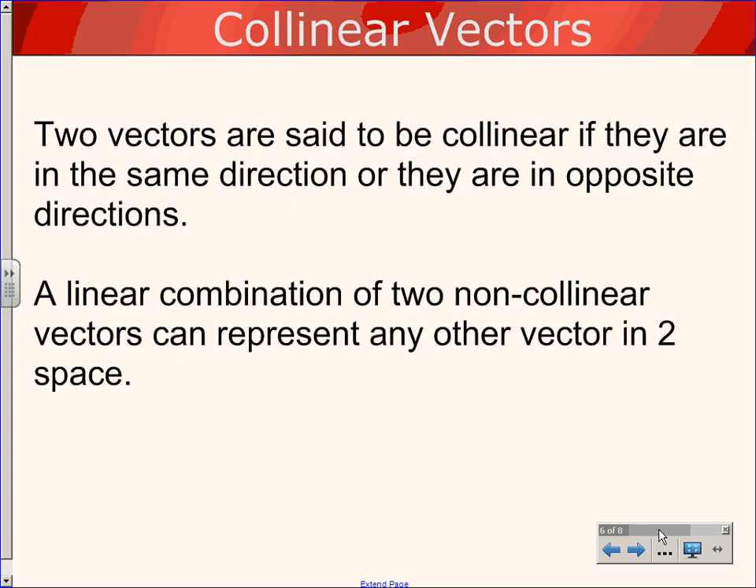So first we need to define what collinear vectors are. It says 2 vectors are said to be collinear if they're in the same direction or if they're in opposite directions. It doesn't say anything about magnitude. So all we're talking about here is same direction or opposite direction. So for example, that vector and that vector, minus the fact that I haven't drawn them perfectly, would be collinear. Okay, they're going in the same direction. This one, still collinear. It's going in the opposite direction, but that's okay. They're still called collinear.